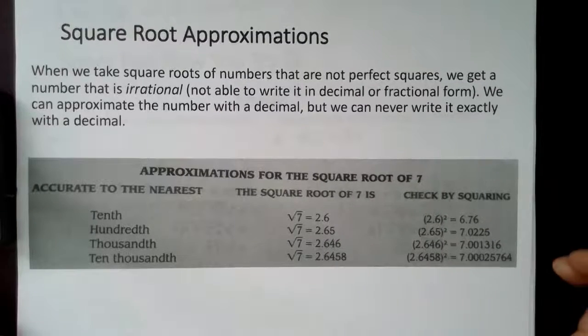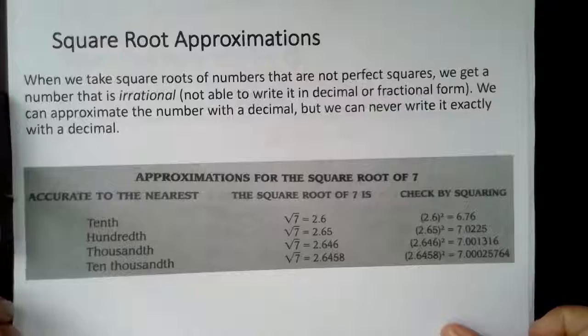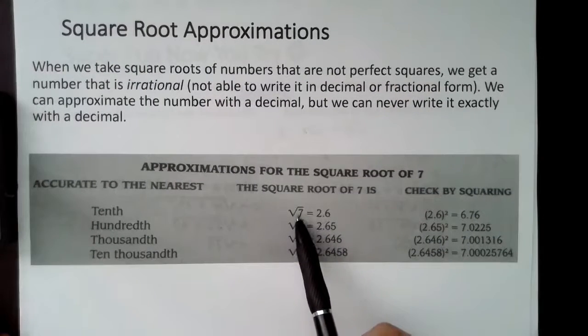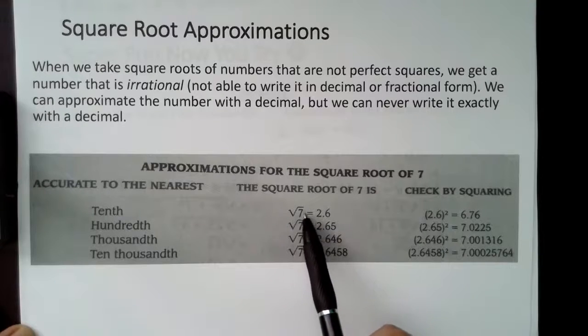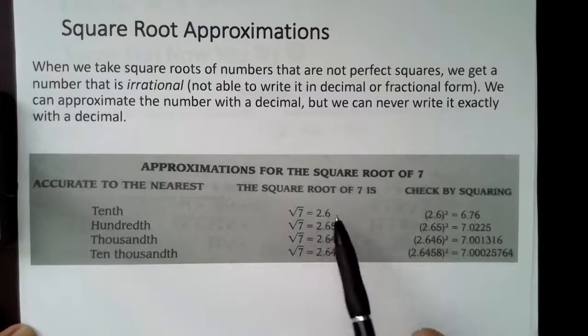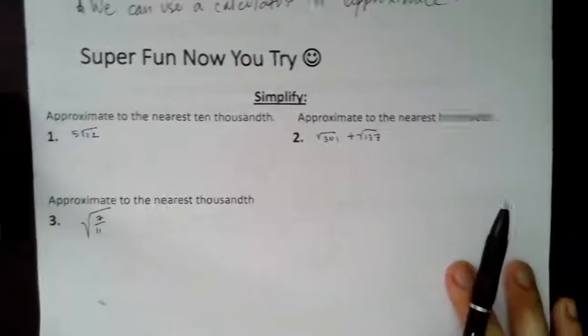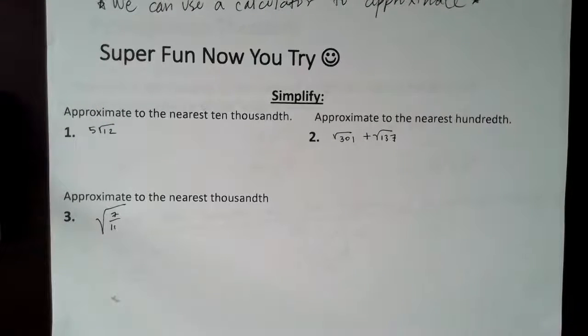Well, we use the calculator to get to these numbers. You can kind of guess that it's in between 2 and 3 because 7 is in between 4 and 9. The square root of 4 is 2, the square root of 9 is 3, so we already know it's going to be in between 2 and 3. So let's go ahead and try some on our calculator.